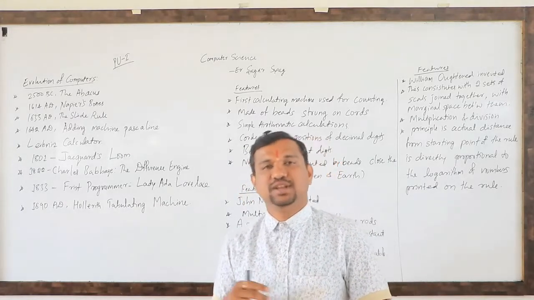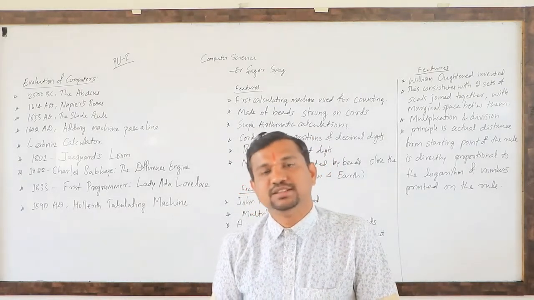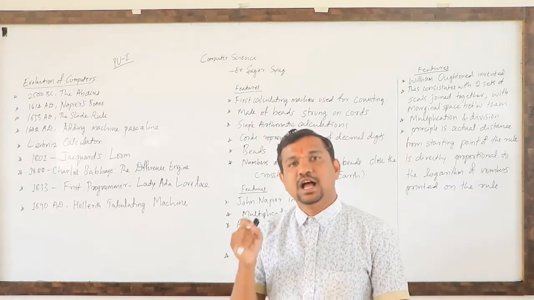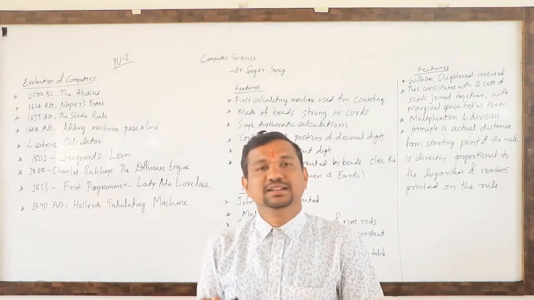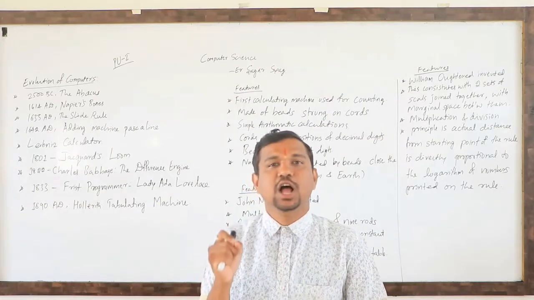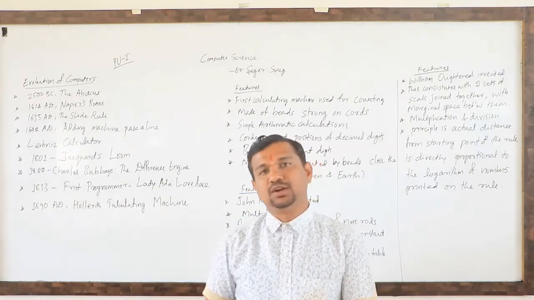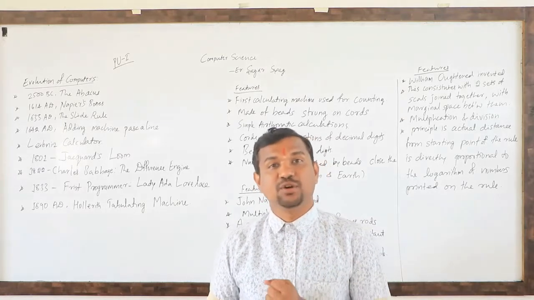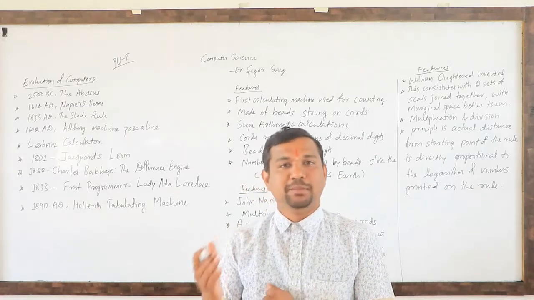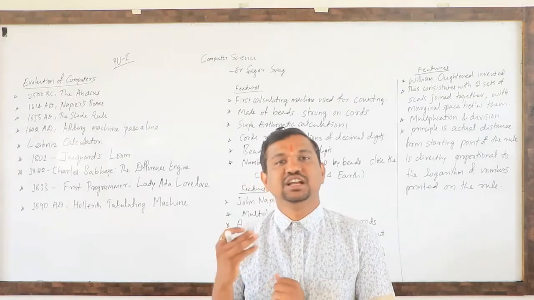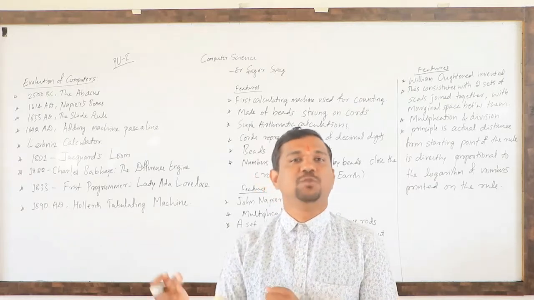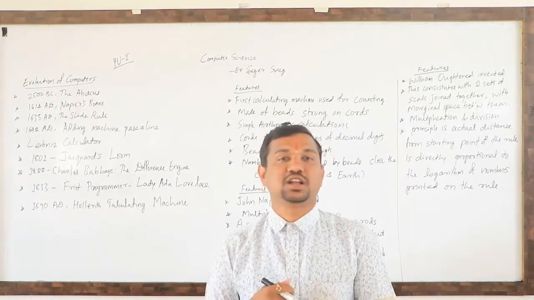In yesterday's class, we discussed the basic parts of the computer. That is, what is a computer? Define computer. A computer is an automatic electronic device that takes an input, processes it, and gives the desired output. After the definition of computer, we saw the characteristics of computer. What are the characteristics? The first one, speed, memory, accuracy, versatility, diligence, cost effectiveness. These are all the characteristics of computers.